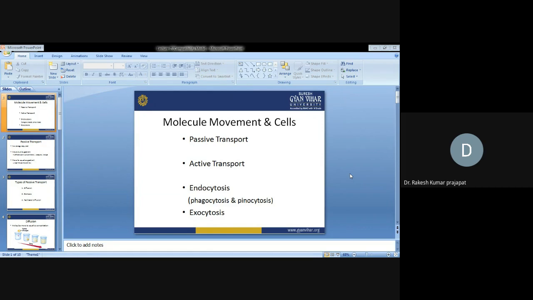Phagocytosis means how a cell can engulf solid particles. Pinocytosis means cell drink; phagocytosis means cell eat. There is a difference between these two. Exocytosis means how cells can send debris back outside of the cell. So these are the classes of molecular movement: passive, active, endocytosis, and exocytosis.